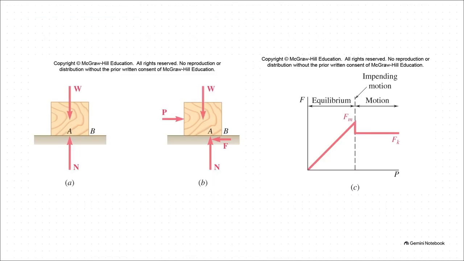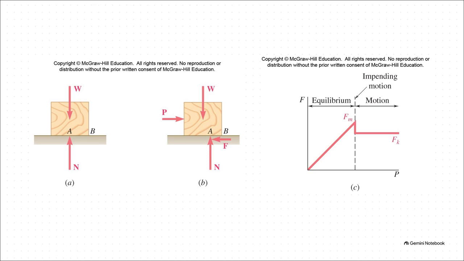All right, imagine you're pushing a really heavy wooden block. As you increase your applied horizontal push, which we'll call force P, the static friction force, F, pushes back equally. The friction literally rises perfectly in sync with your push. It stays in a state of complete equilibrium until it hits a breaking point. We call this peak impending motion.